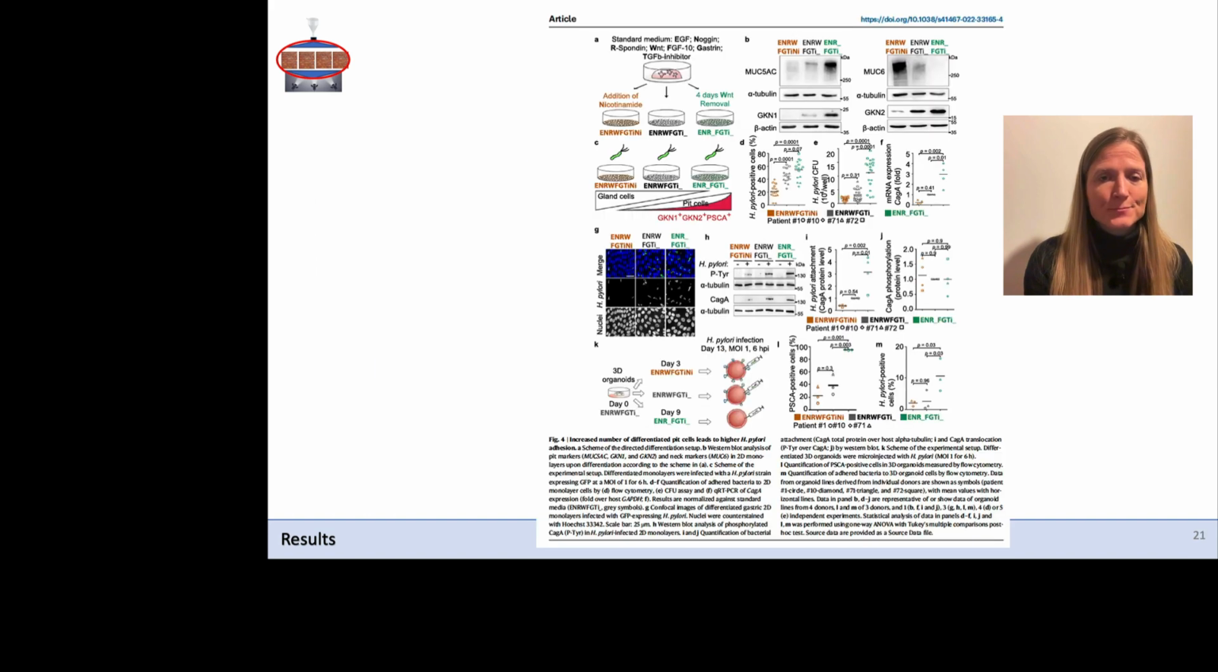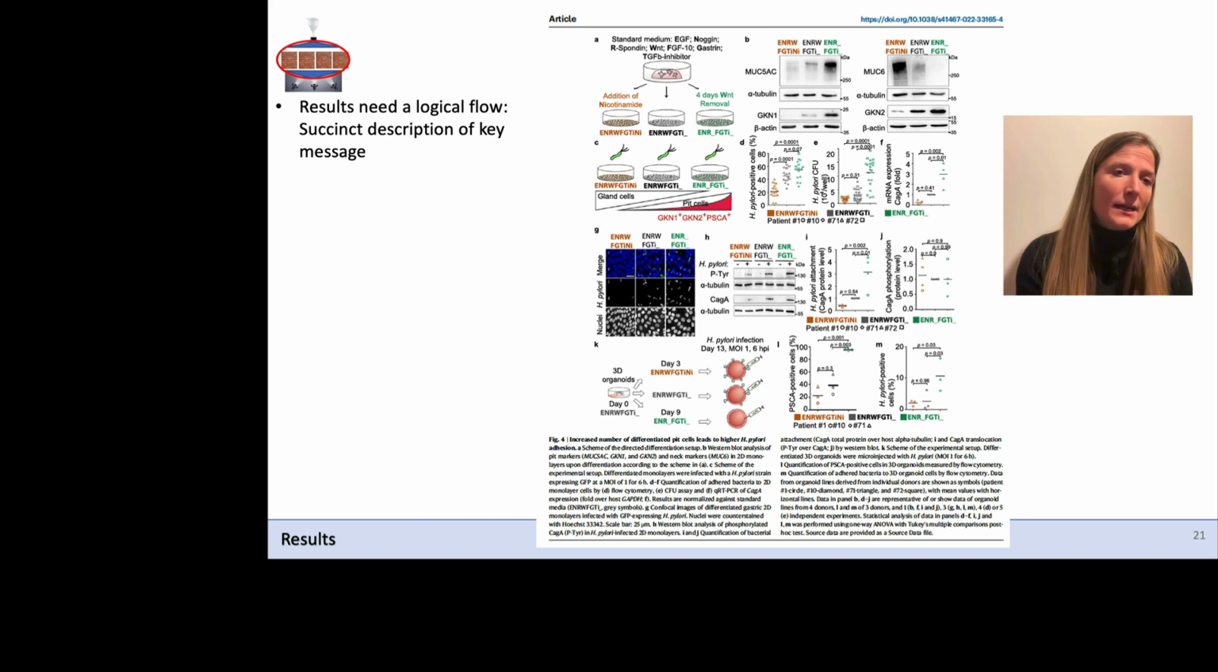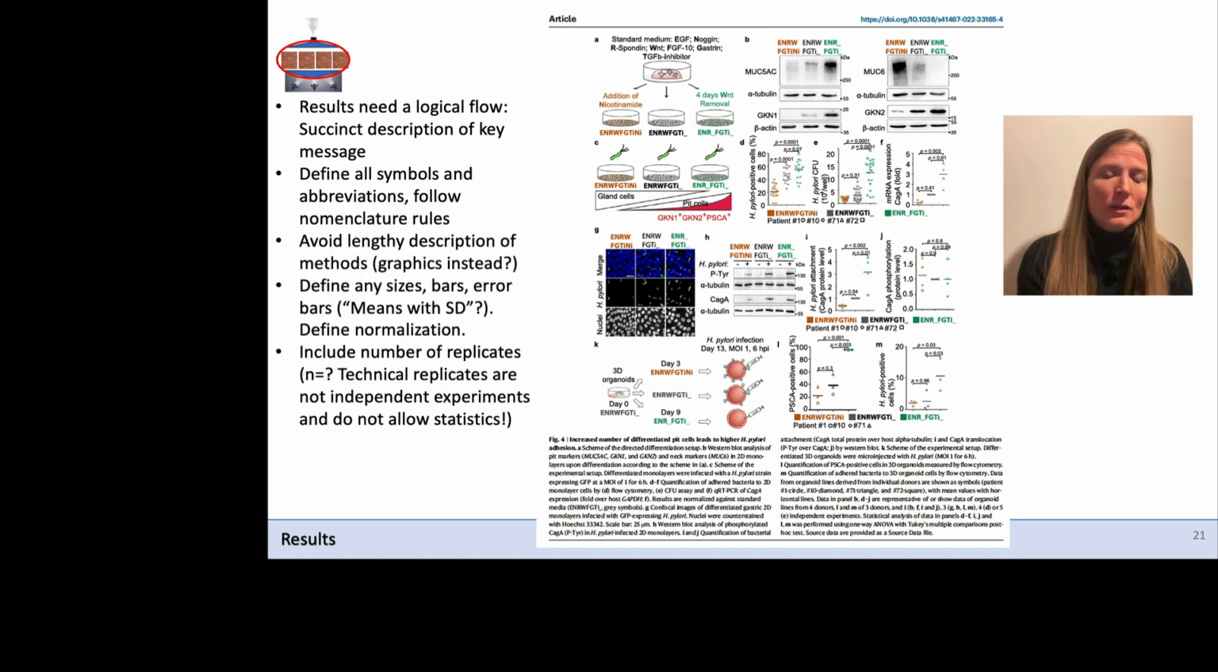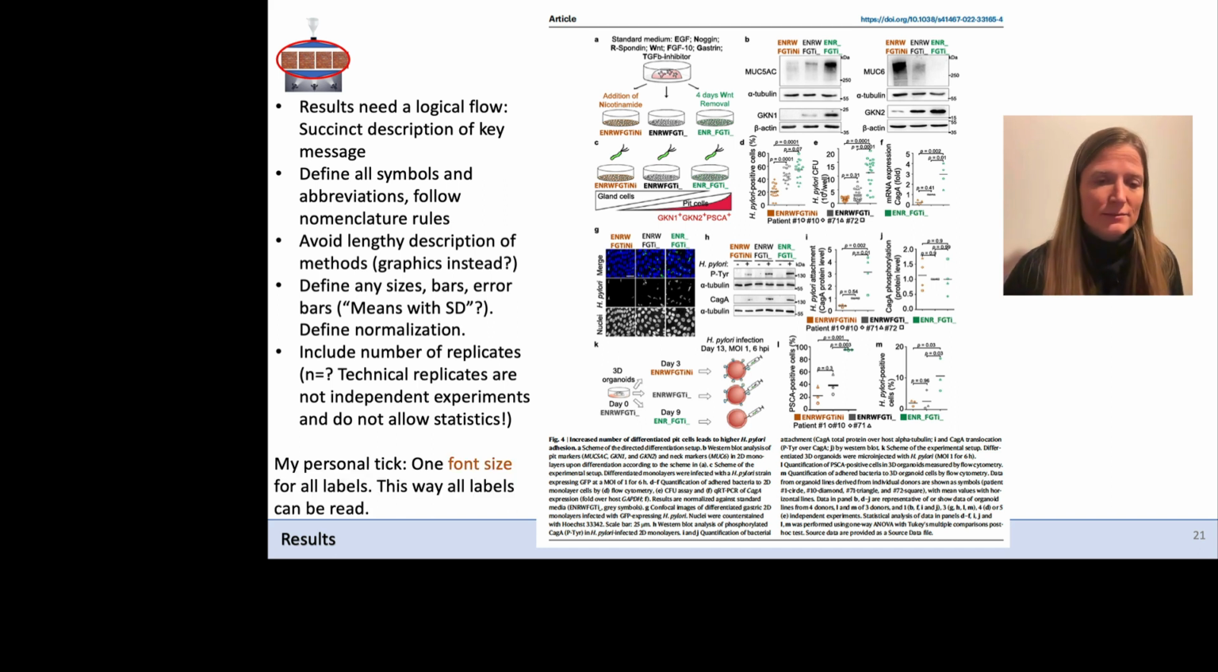Okay, so to summarize the figures: again, the results need a logical flow. You define all the symbols and abbreviations. You define any sizes and bars and error bars, normalization, number of replicates, and all these things. My personal tick in multi-panel figures is one font size for all labels. I fight over this with my people as well.